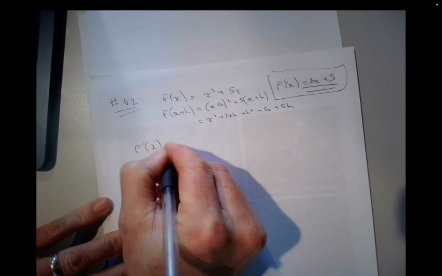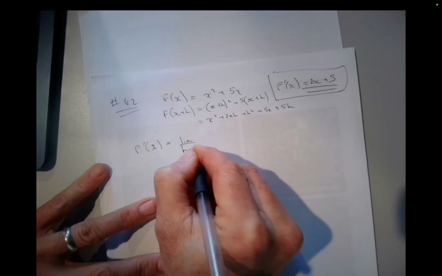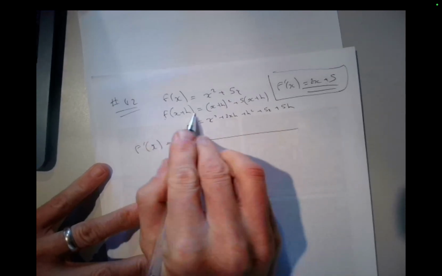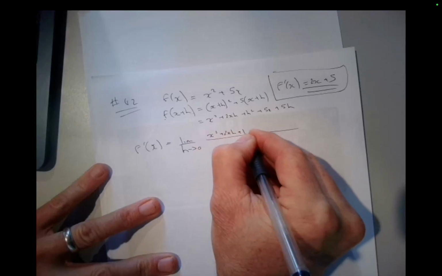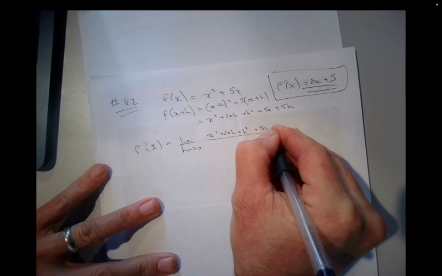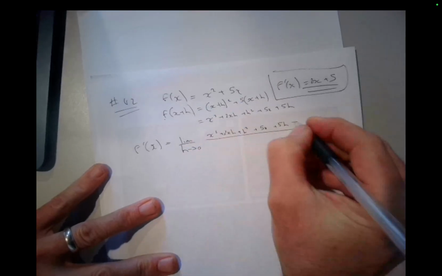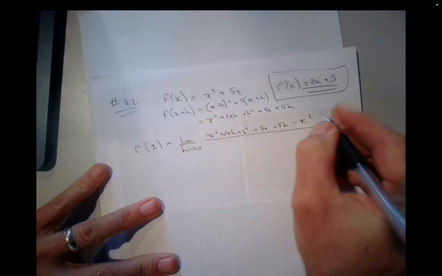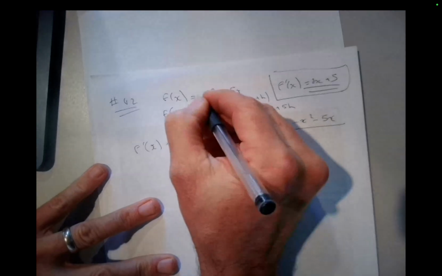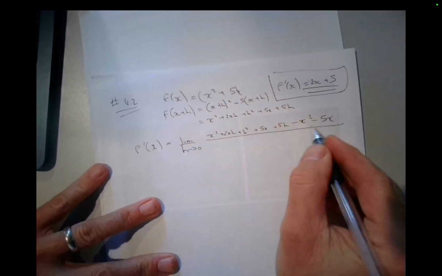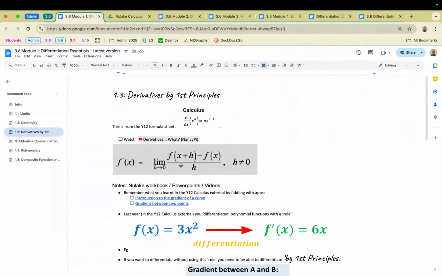F dashed of x is equal to the limit, so I should put a bar there, h goes to 0. What's on the top part? It's this thing here. So let's put all that down. x squared plus 2xh plus h squared plus 5x plus 5h minus what? This thing. So it's going to be minus x squared, and what goes here? That basically it's a minus as well. Okay, so if we're minusing, that's going to be minus x squared and minus 5x. And that whole thing is over h. Just remind ourselves, the whole thing is over h.